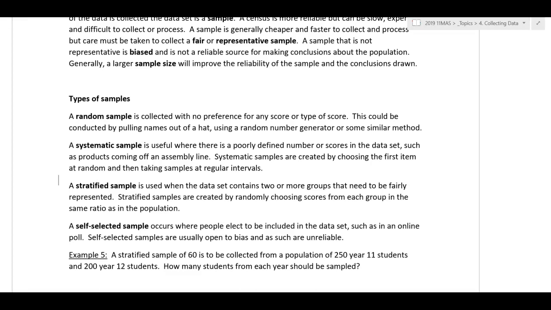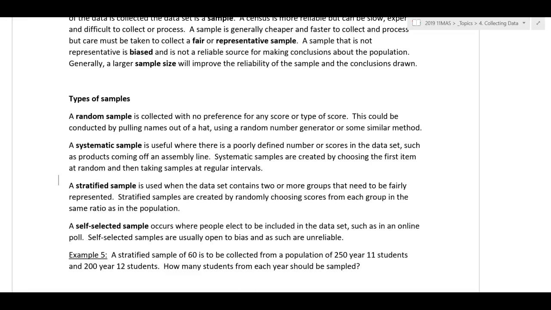Right, this is good for a population with a poorly defined size. If I'm working in a factory where I'm making light bulbs, how many light bulbs are there? Well, I'm making new ones all the time. I can't really say, right? But I'm just going to test every 50th or 500th light bulb or something like that. Choose the first one at random, and choose them at a fixed interval afterwards.